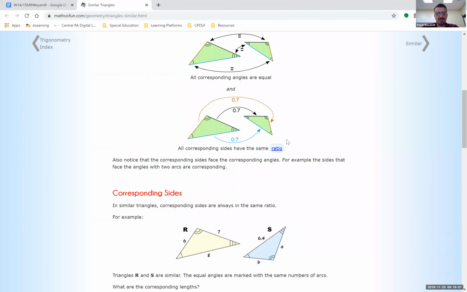So again, just reiterating what I said about the angles staying the same, and that's usually when you see these little arcs, they show that the angles are staying the same, even if they're being flipped or moved or rotated or reflected or anything like that.